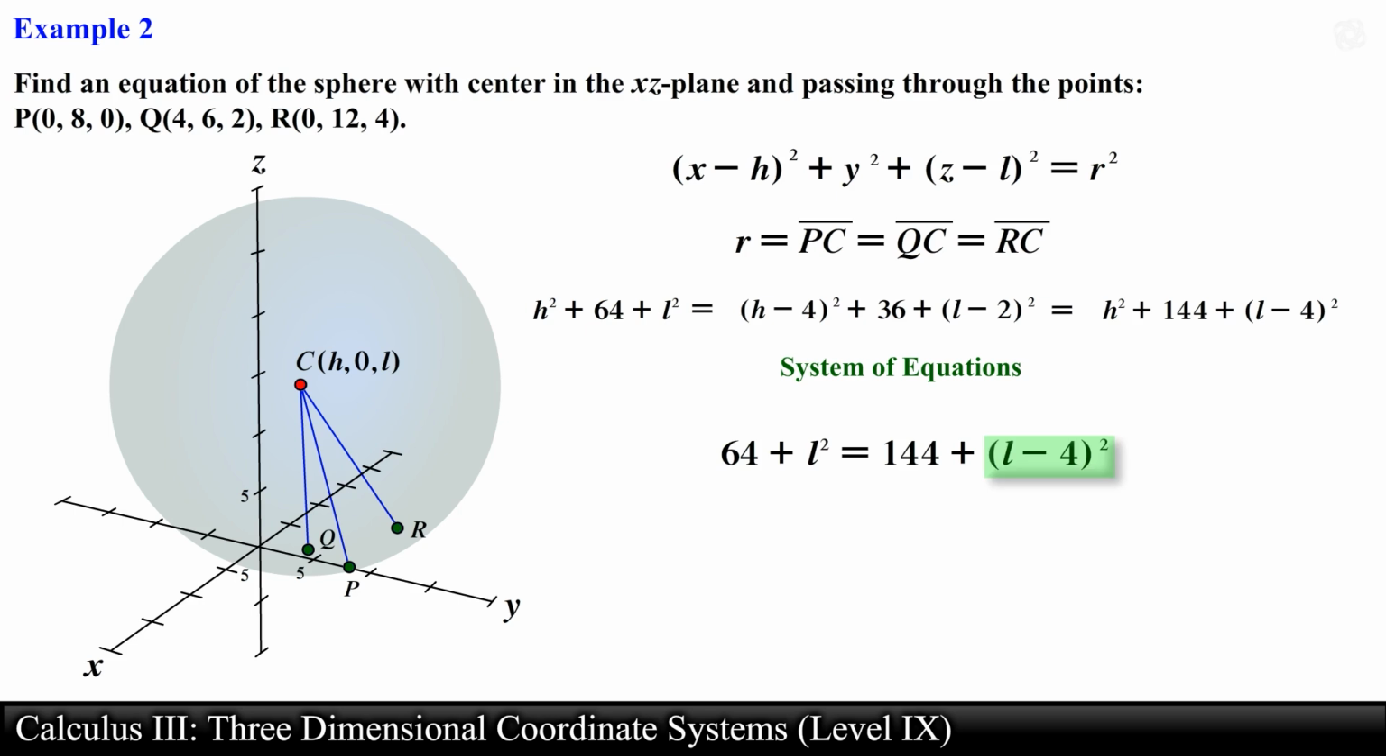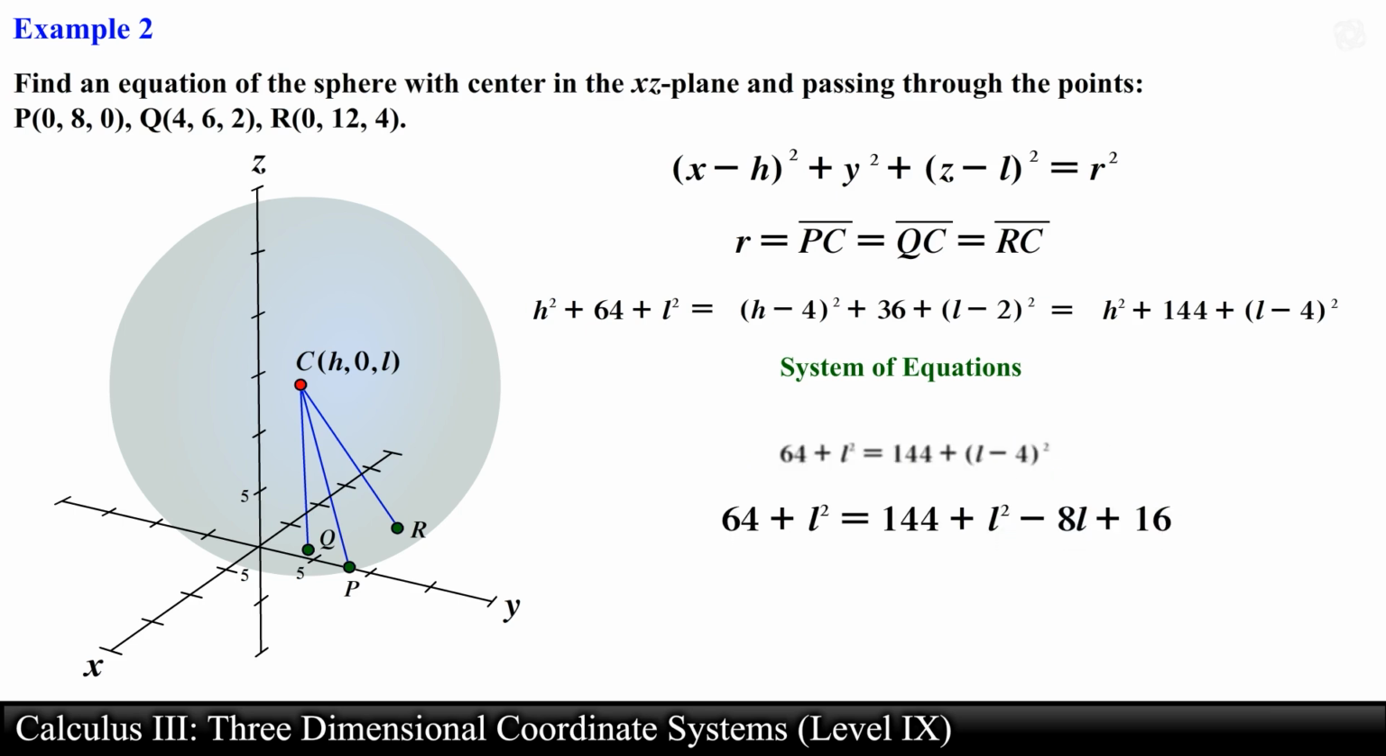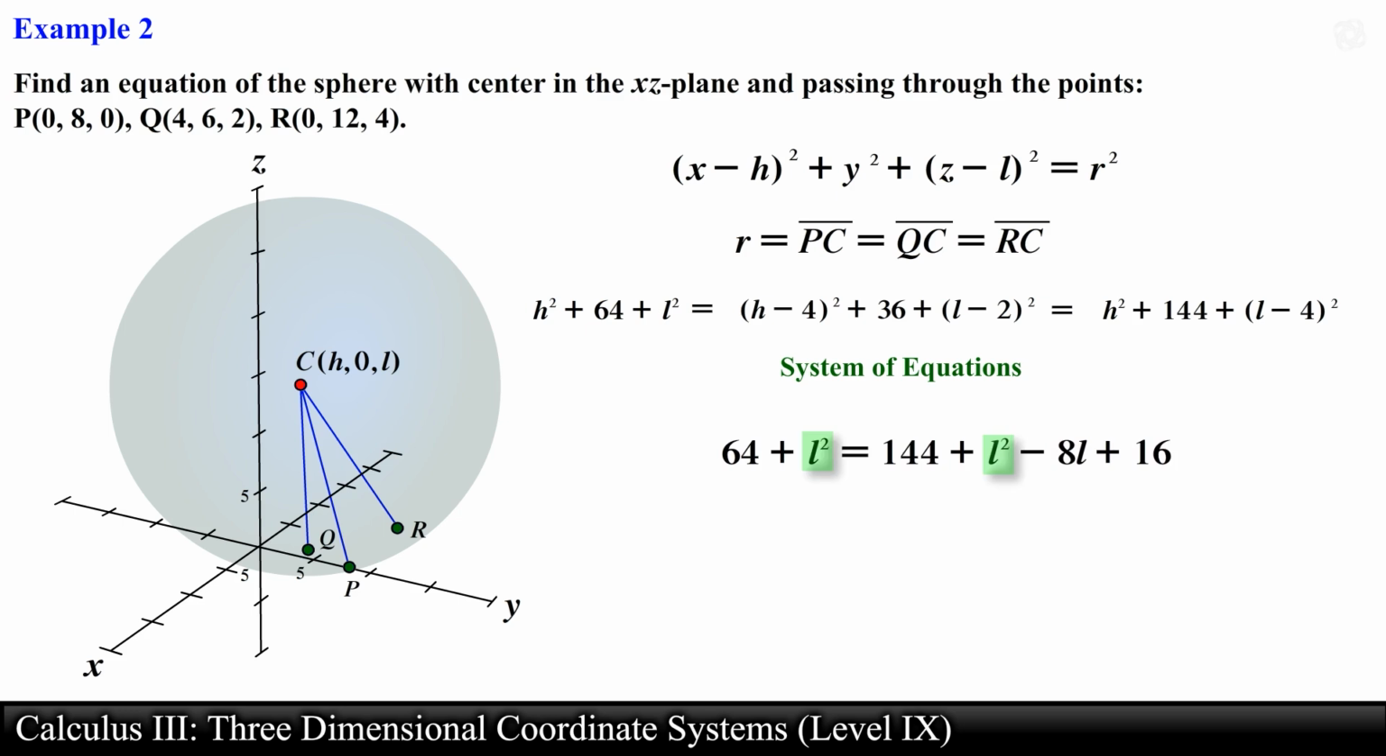Next, let's go ahead and expand the binomial squared. Doing that, we have the following. Notice how we can also eliminate the L squared term, since it appears on both sides of the equation. Next, we add like terms, moving the constant to one side of the equation, and the terms with the variables to the other side. Doing that, we have the following. Finally, we solve for L. Doing that, we obtain L equals 12.